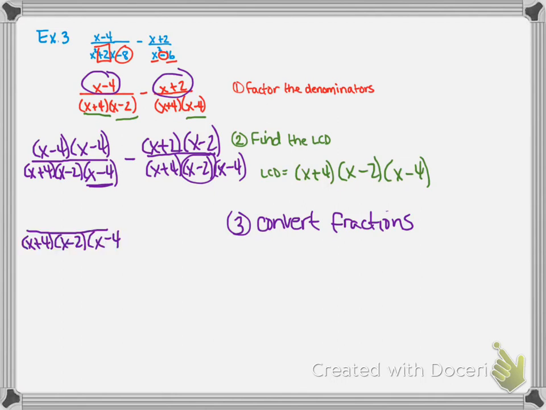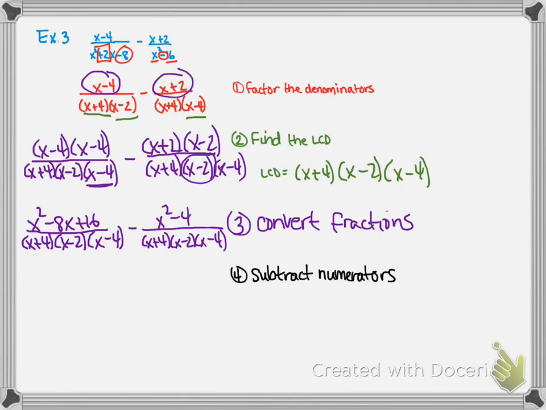Okay, so let's simplify that a little bit. x minus 4 times x minus 4 is x squared minus 8x plus 16. x plus 2 times x minus 2 is x squared minus 4. So these are our new fractions. Now we will subtract the numerators. So I've got the same common denominator. I've got x squared minus 8x plus 16. And this minus changes the sign of everything in the second fraction. So I have negative x squared plus 4.